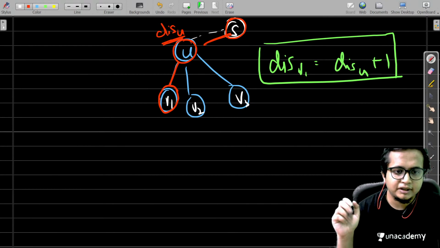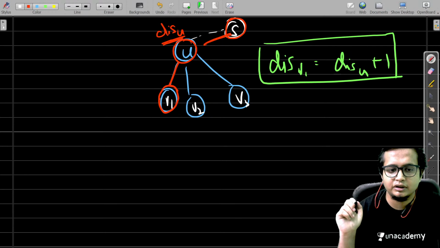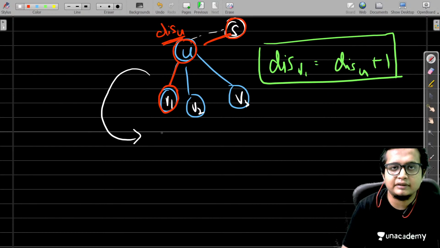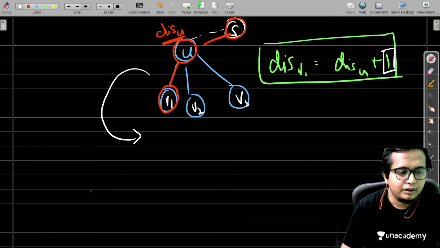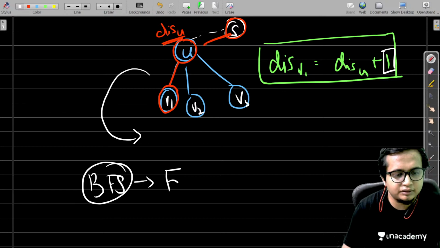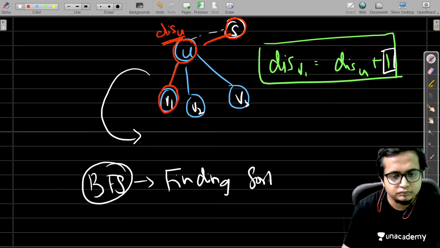Okay, so in this way you can find the shortest path. But here you see that there is a constraint that the edges should be unweighted. Okay, so we can say that they have the same weight, that is 1 unit. Okay, so the main use of BFS is actually in finding the shortest path. So here there would be an edge as well.